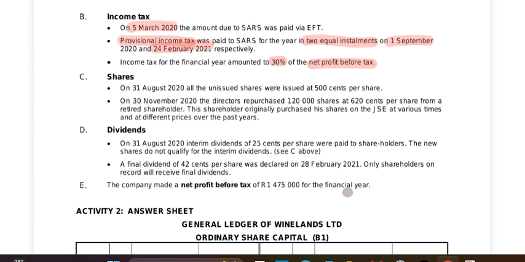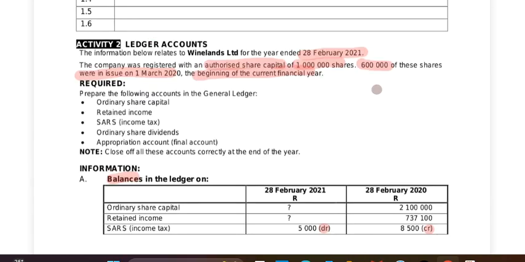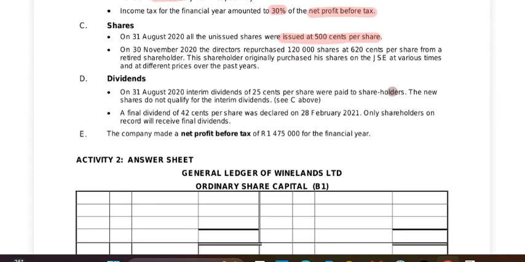Then we have shares. On 31st of August 2020, all the unissued shares were issued at 500 cents per share. So remember, we were given authorized shares at 1 million and shares issued at 600,000. That will give us the calculation for how much are unissued.